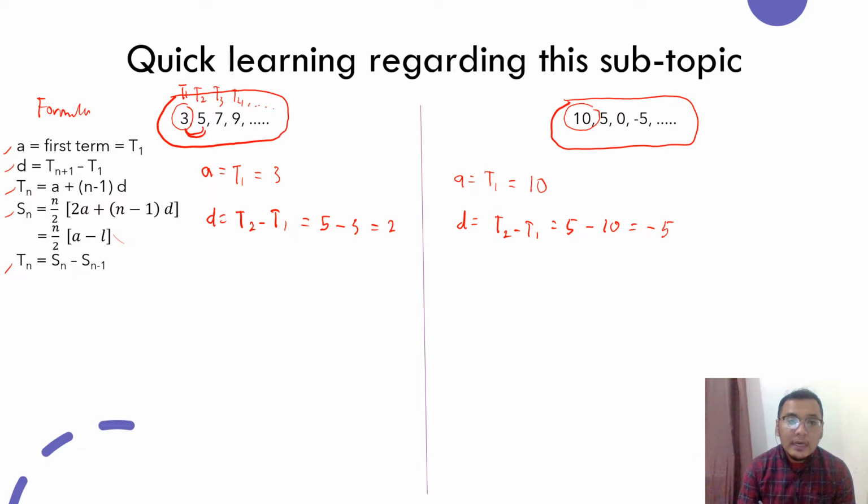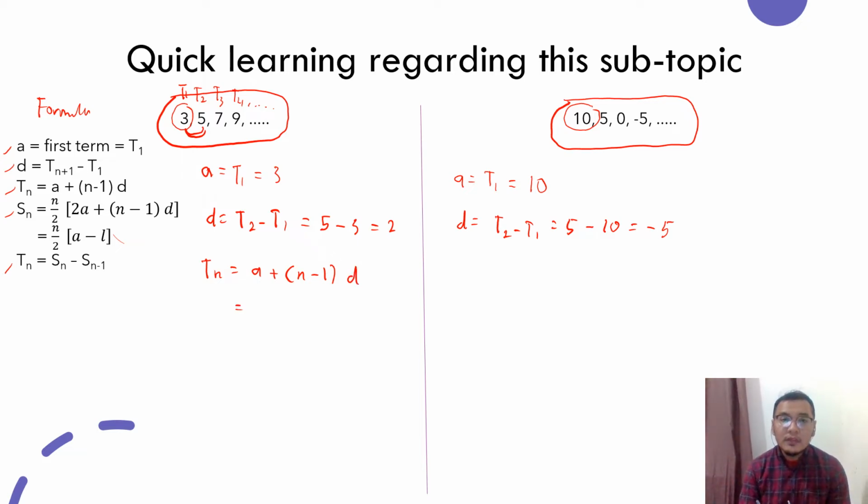Let's go for the third formula, which is Tn. The formula for Tn is a, the first term, plus n minus 1 times the common difference.